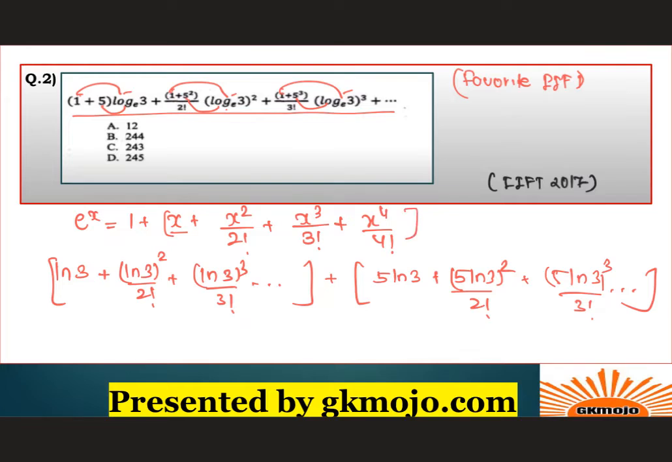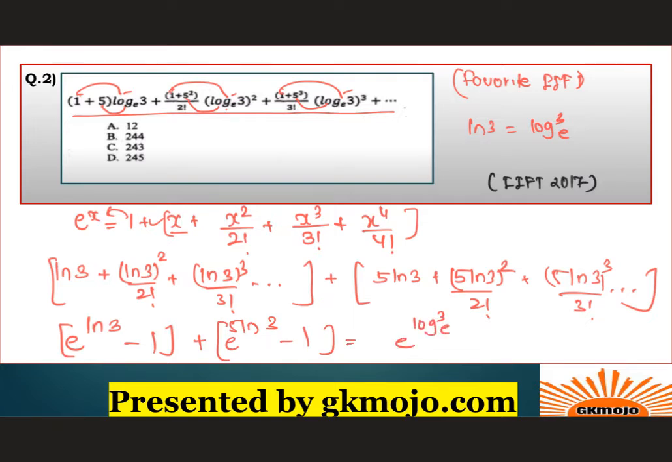So you can write this as e to the power ln 3, minus 1. Why? Because we have taken this 1 on this side, and hence this complete series can be seen. Plus here we can write it as e to the power 5 ln 3, minus 1. What is ln 3? ln 3 means log 3 to the base e. So if we solve this, e to the power log 3 to the base e means 3 only, because the base is the same. So 3 minus 1 comes out for this bracket.